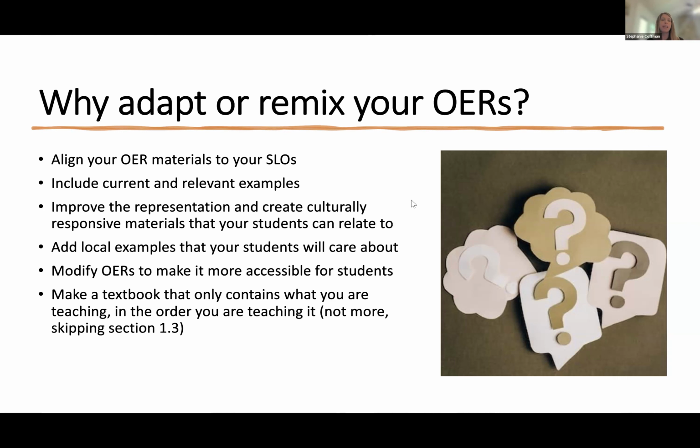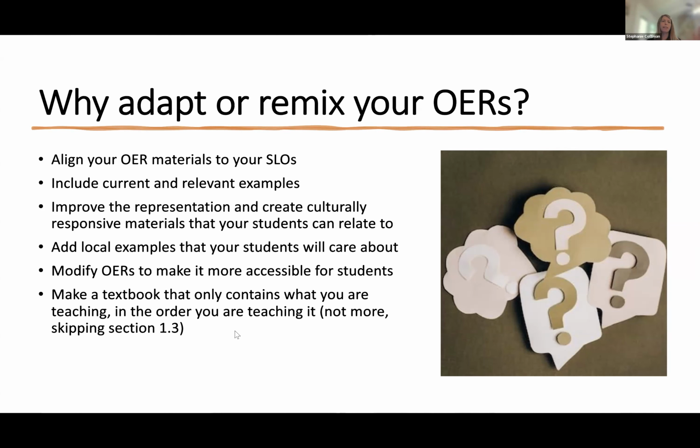So you can really make it relevant. You can improve the representation of the work in images and stories. You can create more culturally responsive materials that your students can really relate to. You can add local examples. You can also modify it in ways that will make it more accessible for our students.